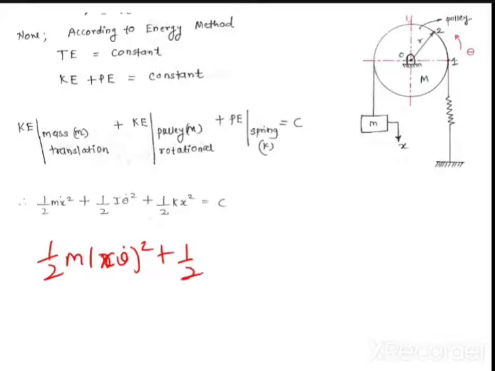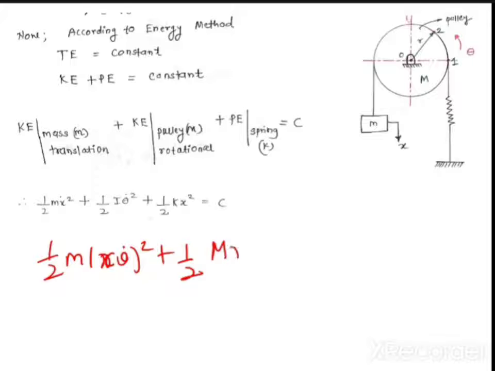What is I? I for a pulley or a disc. You must remember the I formulas. For a slender bar it is ml square by 12, for a sphere it is ml square by 6, for a square it is ml square by 3. So I theta dot square. What will I be? And what is the mass of the pulley?